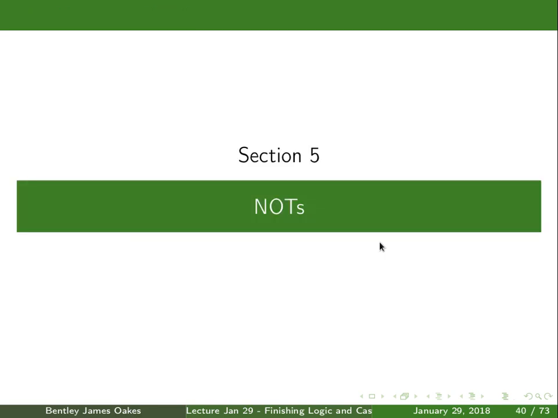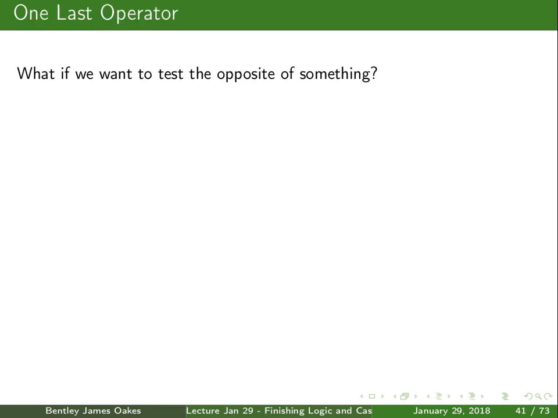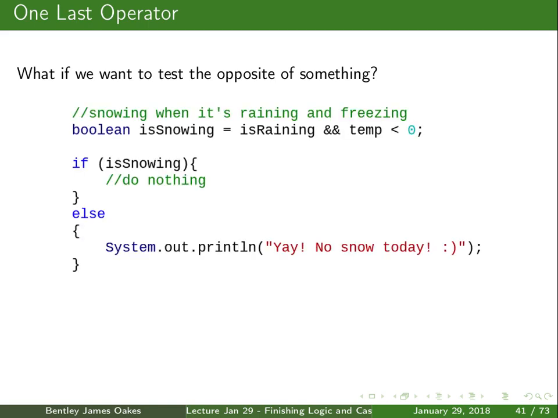Okay. So just to finish off, let's talk about nots. So if we want to test the opposite of something, how can we do that? So for example, you could have something like, is it snowing? It's snowing if it's raining and the temperature is less than 0. And here I want to print something only if it's not snowing. So I could do something like this and use an if and else. So if it's snowing, I'm doing nothing. Else, I'm going to print out, yay, no snow today.